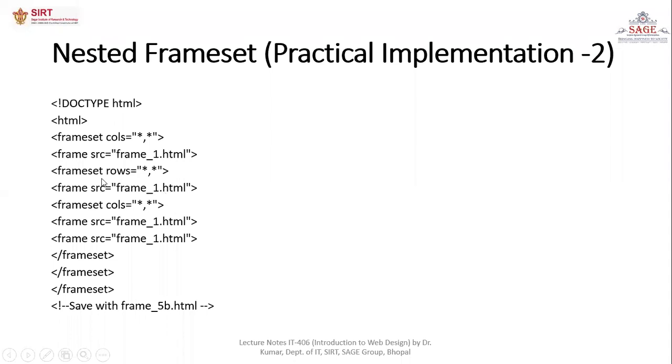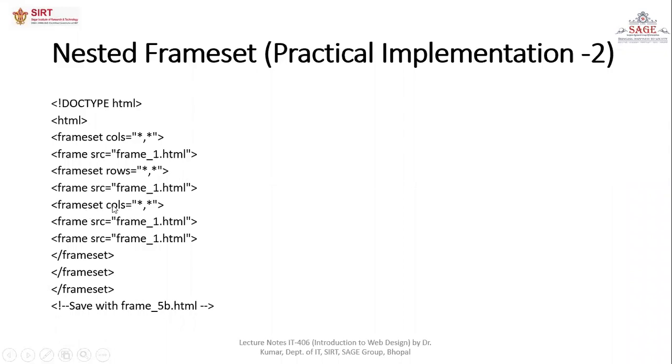Now I don't close the frameset. The frameset is on. So I again write here frameset cols equal to star comma star. See, here inside the first row I put the content. Now I again set the frameset cols star star. So the second row is divided into two columns, and inside the first column I put the content of frame_one.html using the frame src element, and I put the content of frame_one.html in the second column using the frame src element. Now see, I close this frameset.